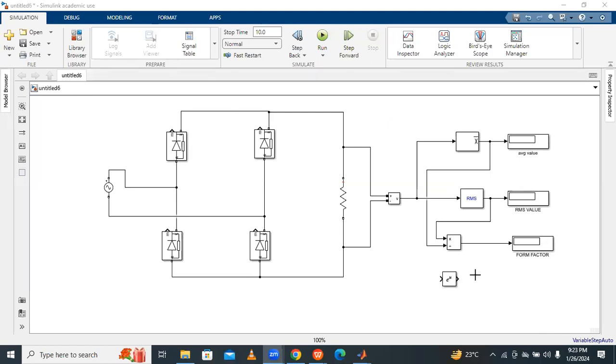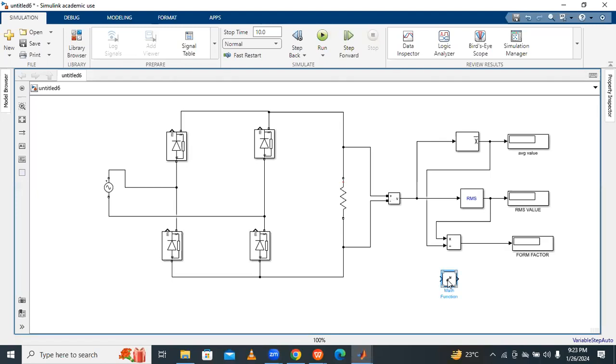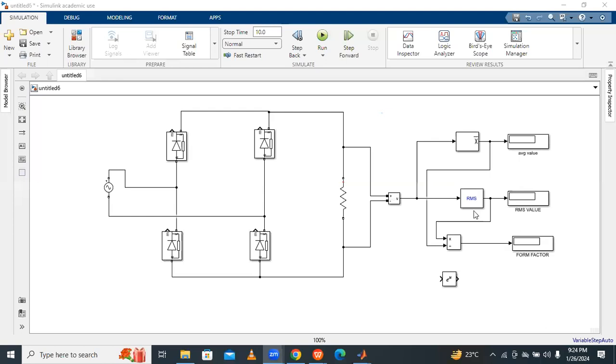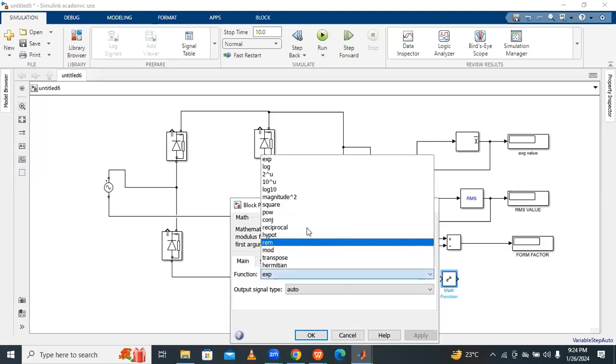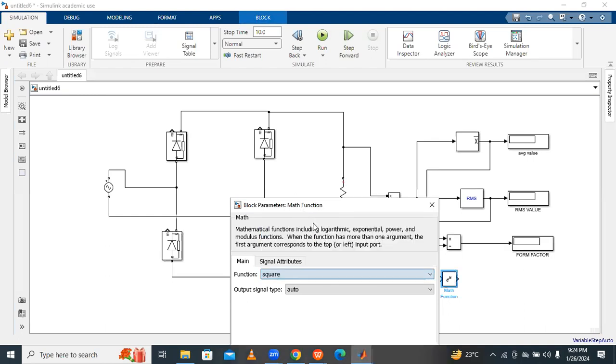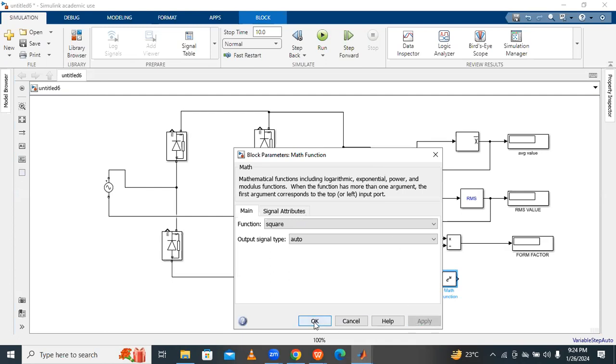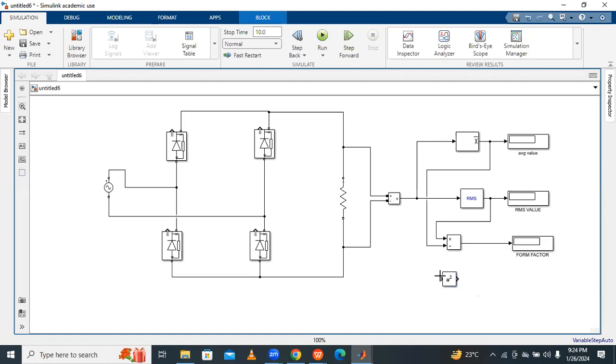This is called math function. Open this math function. Press two times on the math function. Select scale here. Open like this, select scale. Then apply. Okay. Scale of VRMS by VDC. Okay, VRMS by VDC whole scale is over. And minus 1.